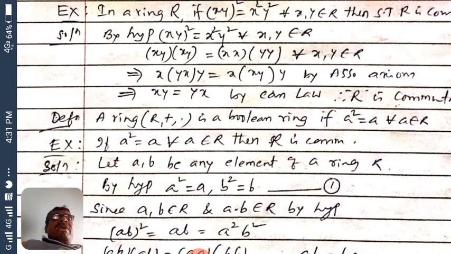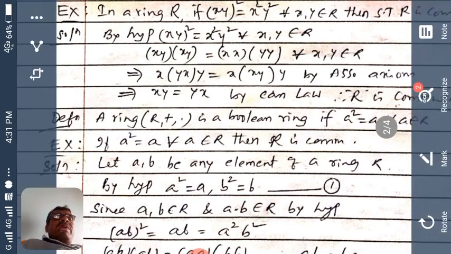For example, if a square equals a for all a belonging to R, then R is again commutative. But one thing, in this example only one element is given. We have to select one more element related to the given thing. That is our first plan. How? Let a, b be elements in a ring. So already a square equals a, and similarly b square equals b. Here both a and b are members of the ring. By using these conditions, we show R is commutative. Since a, b belong to R, a into b also belongs to R.